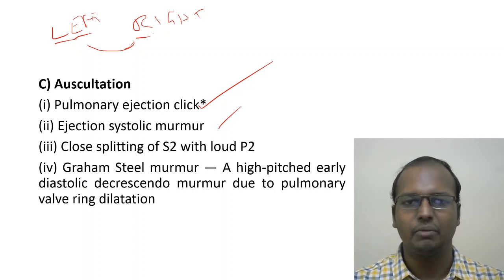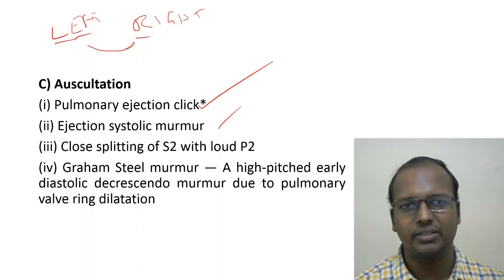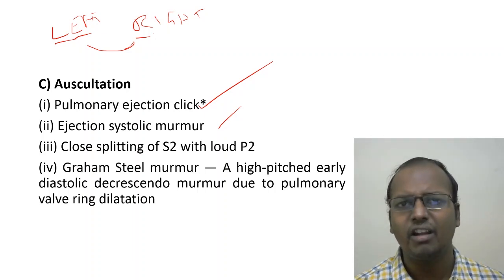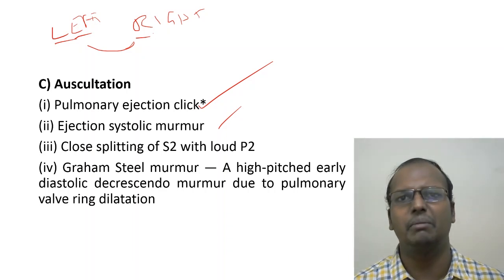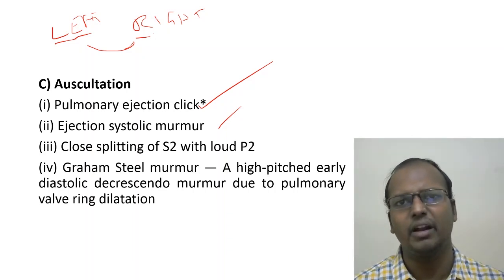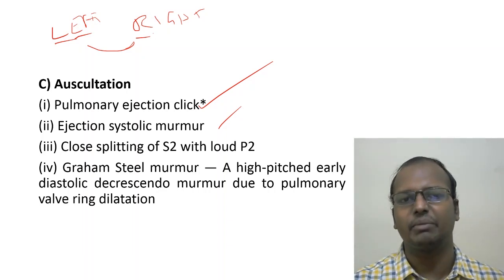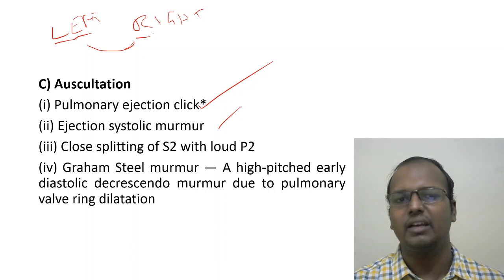There can be an ejection systolic murmur because in the pulmonary artery there is obstruction, right? Relative obstruction. Since the pressure in the pulmonary artery is more, the valve will not be able to open towards the pulmonary artery. Yes or no? Lot of pressure in the pulmonary artery. So the valve is not able to open fully, and that can cause an ejection systolic murmur in the pulmonary area.